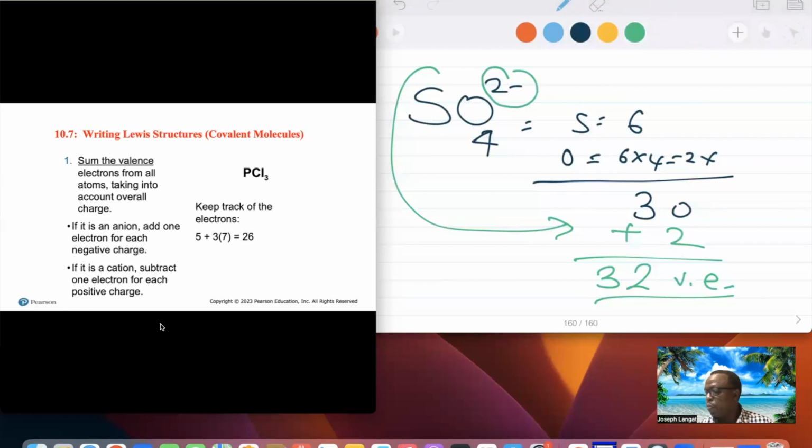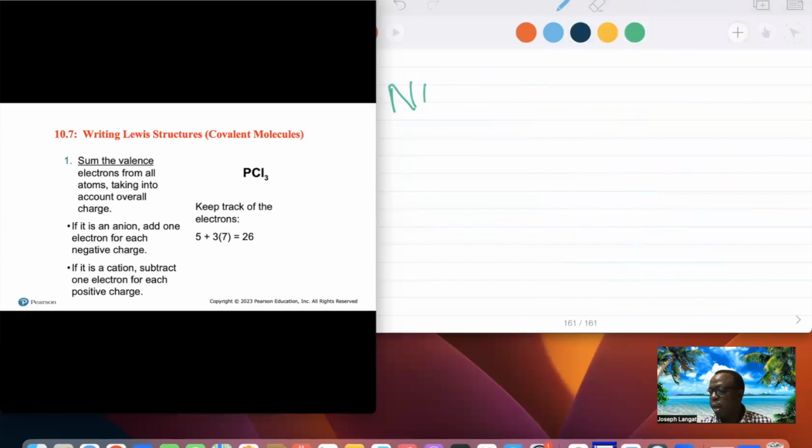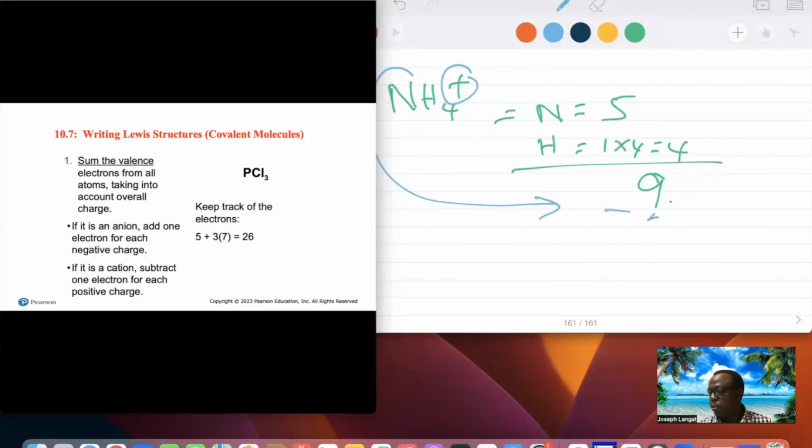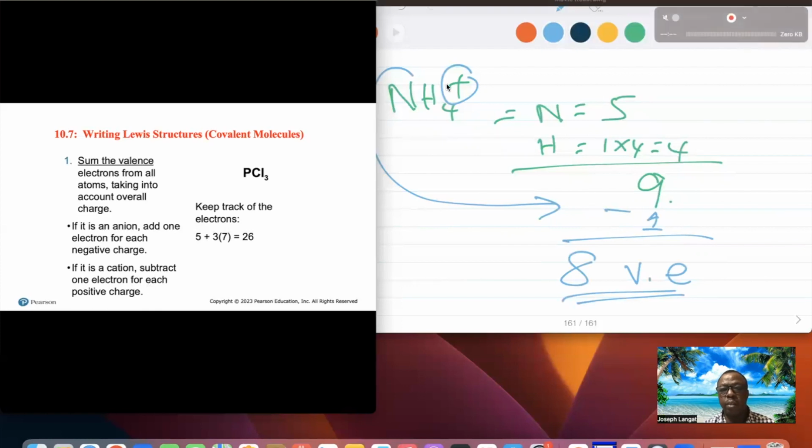If it is a cation, for example NH4 positive, nitrogen is in group 5, hydrogen is in group 1 times 4. When we add, this will give us 9 valence electrons, but there is an overall charge here. We subtract 1, and we have 8 valence electrons. Remember, for a cation, you subtract 1 electron for each positive charge. We have only 1 positive here, so we subtract 1. This is how we count the total number of valence electrons.